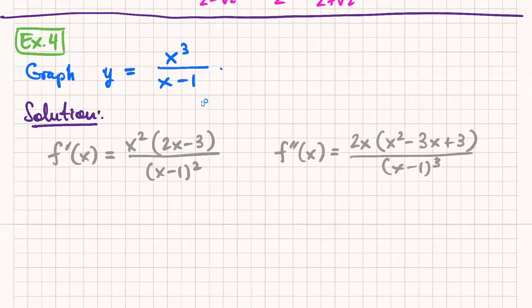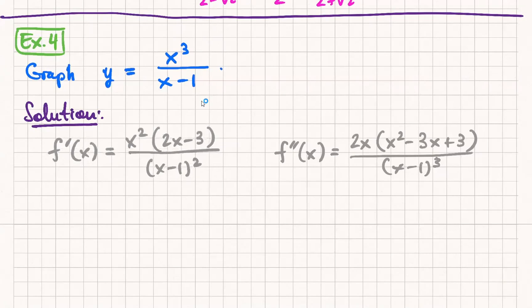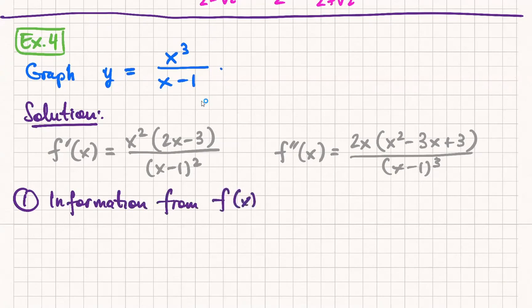Okay, so that's a whole bunch of quotient rules and product rules and algebra, right? So whatever, you have it. Now let's move on. What is the information from F? So recall that this is horizontal and vertical asymptotes, right?